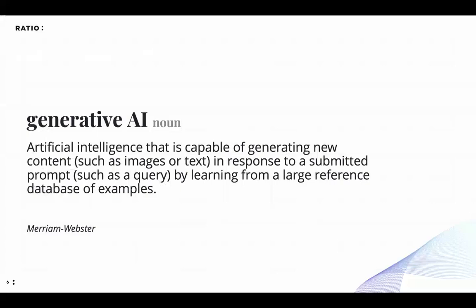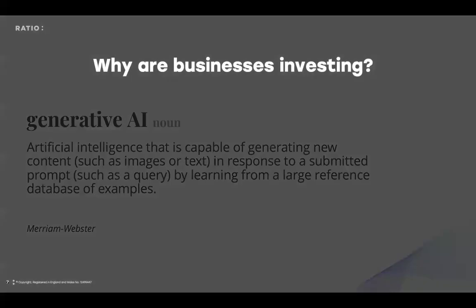So first of all, what do we mean by generative AI? This is from Merriam-Webster. Their definition is artificial intelligence that is capable of generating new content in response to a submitted prompt by learning from a large reference database of examples. Some people will know GenAI as something that creates content, or ChatGPT, or a whole raft of other potential use cases. We're going to be focusing today on how AI generates responses primarily in a customer-facing chatbot scenario, although a lot of the principles apply for internal-facing applications as well. But that's really the focus of today's session: how GenAI enables that chatbot scenario.